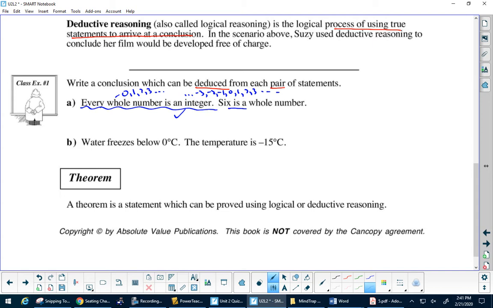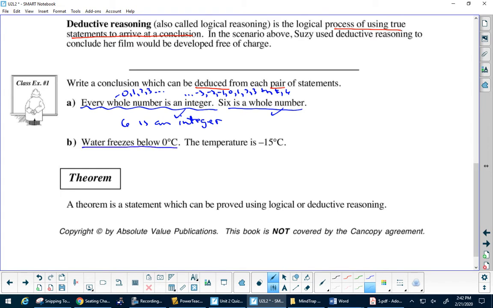Now, 6 is a whole number. Do you agree with that? Okay, because if we kept going, 4, 5, 6, there it is. So what can I deduce now? What else can be deduced? Yes? 6 is an integer.